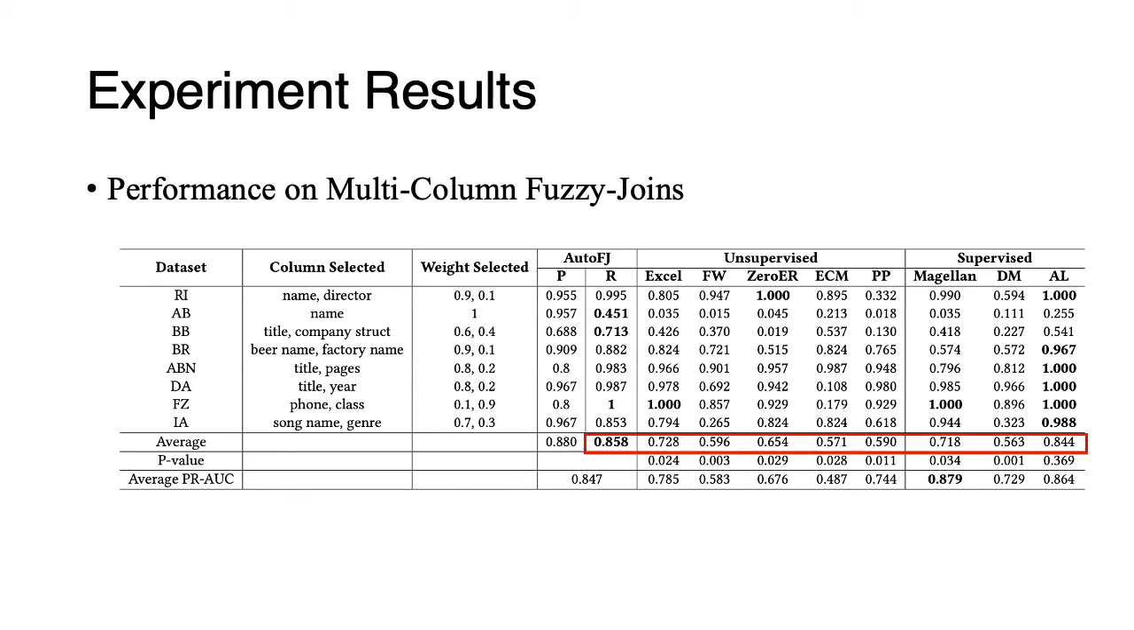As we can see, based on the recall, our approach remains the best method on average in the multi-column fuzzy joins. Based on the PR-AUC score, it outperforms all other unsupervised methods and achieves comparable performance compared to supervised methods. Also, we can observe that the columns selected by our algorithm are indeed informative attributes. For example, on the Rotten Tomatoes IMDb dataset, which is a movie dataset, the name and director are the most important columns, with name being more important. This shows the effectiveness of our column selection and weight search algorithms.